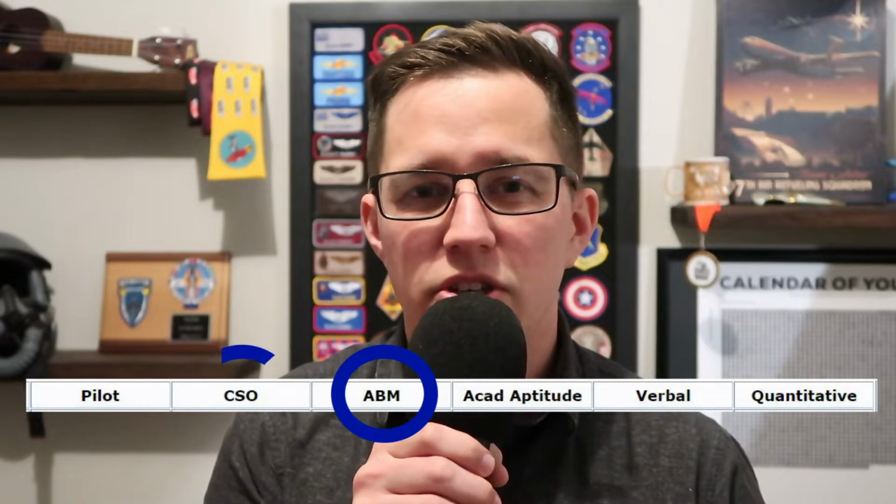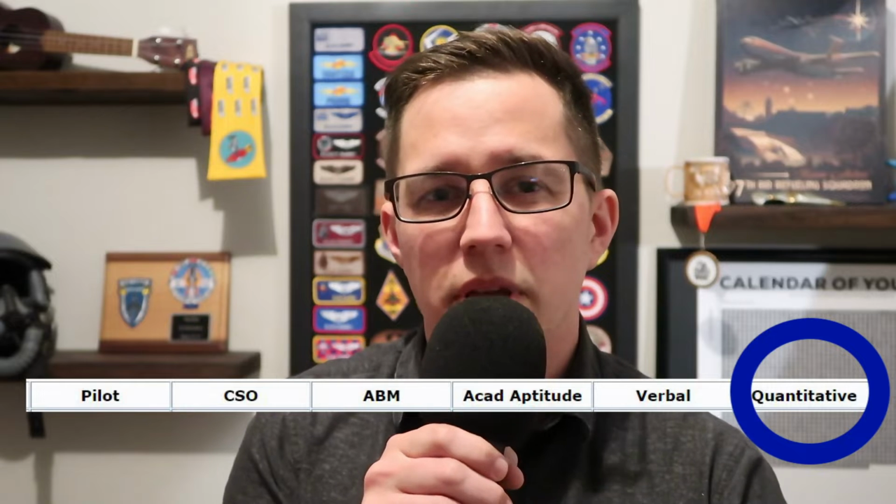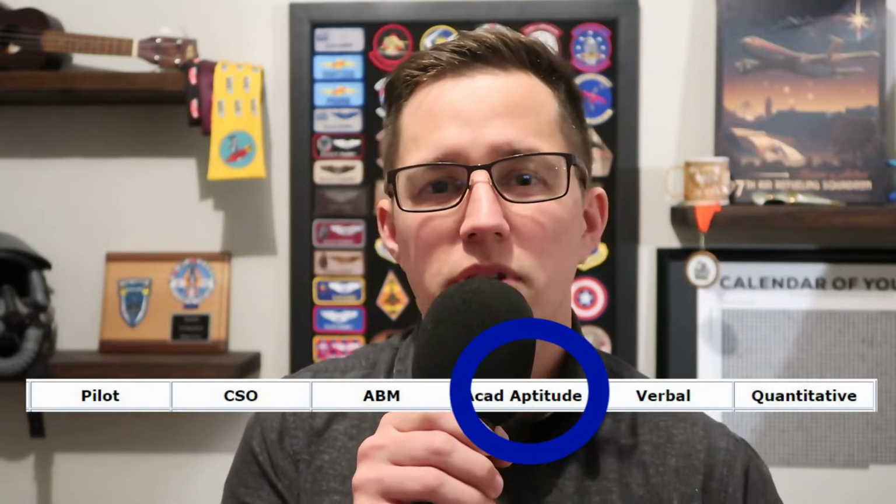The first three are pretty obvious. We've got the various rated positions there: Air Battle Manager, CISO, and Pilot. Next one, verbal. That's pretty obvious as well. For quantitative, we're going to be using your math portion only. And for academic aptitude, that is going to take into consideration both your verbal and your math skills. Each of these scores is based on one or multiple sub-tests of the AFOQT, and we'll go over an example now.